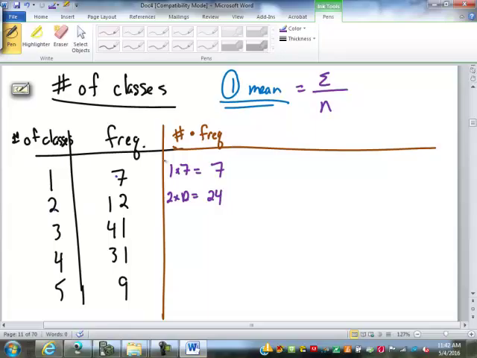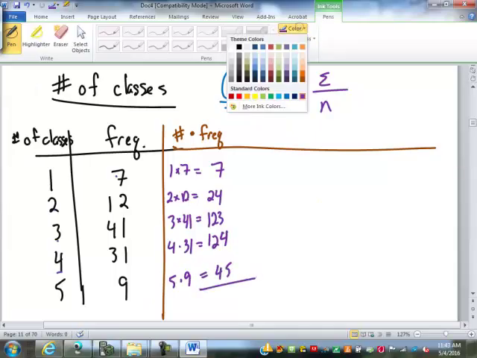Sorry, there's 12 2s, I should say. So 2 times 12 is 24. If you add up all 12 of those 2s, you get 24. There's 41 3s. So 3 times 41 is 123. If you add up all those 3s, you have 123. 31 4s. So 4 times 31 is 124. Again, if you add up all 31 4s, you get 124. And there's 9 5s. So 5 times 9 is 45. Again, adding up 9 5s gives you 45.